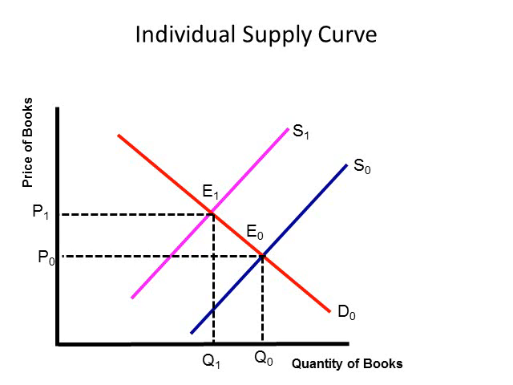Drawing a line from the equilibrium point E1 to the price axis gives a new equilibrium price P1. Since Q1 is to the left of Q0 on the quantity axis, this means that Q1 is smaller than Q0. As a result, the economists would conclude that the quantity of books being supplied has decreased. Since P1 is higher than P0 on the price axis, this means that P1 is greater than P0. As a result, the economists would conclude that the price of books has increased.